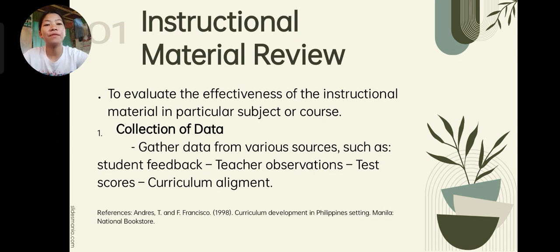Next is the teacher observations. The teacher will observe how students engage with the instructional material during the lessons. Then we have the test scores. Analyze test scores to see if the students are achieving the learning objectives. Then we have the curriculum alignment. Compare the material to the curriculum guidelines to ensure it aligns well.